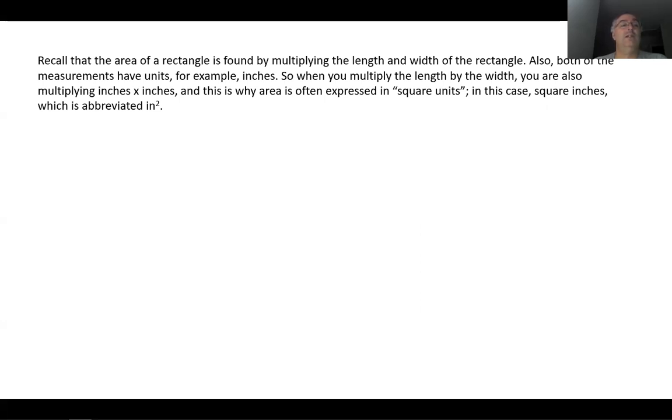Also, both of the measurements have units. For example, inches. So when you multiply the length by the width, you are also multiplying inches by inches. And this is why area is often expressed in square units, or in this case, square inches, and is often abbreviated inches squared.